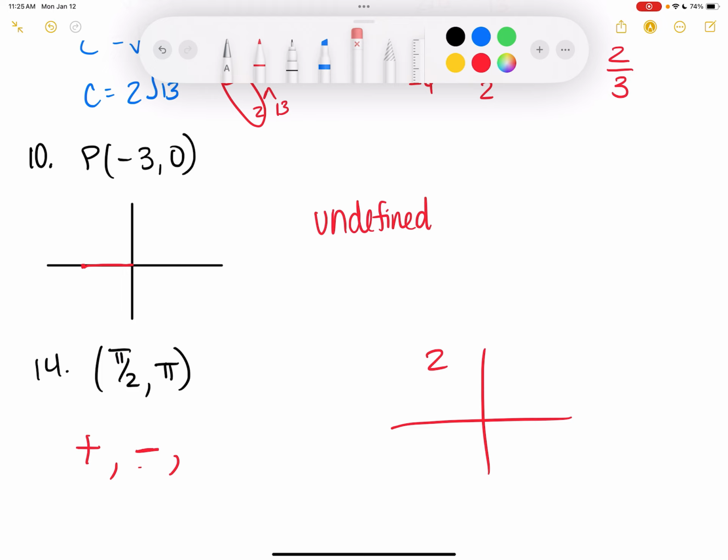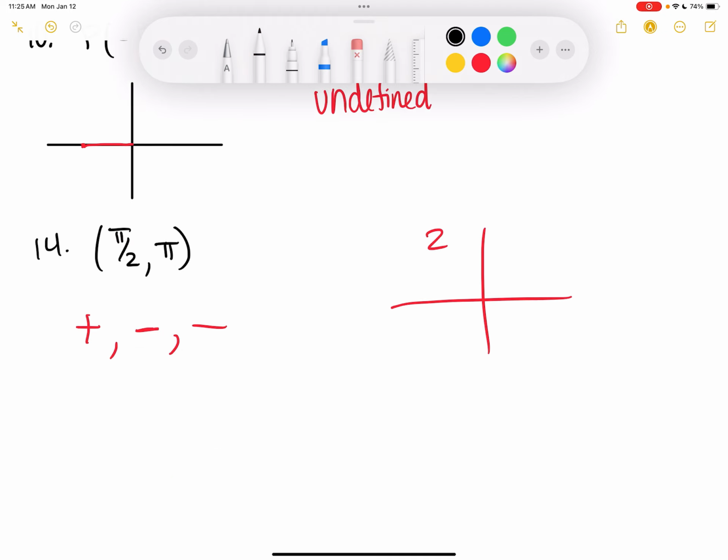Wait, so what is the ordered pair? It's not, it's an interval. Yeah, Dana. Okay. Daniel, it's pi over 2, I don't understand that.